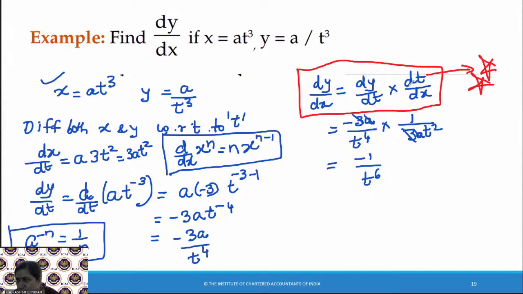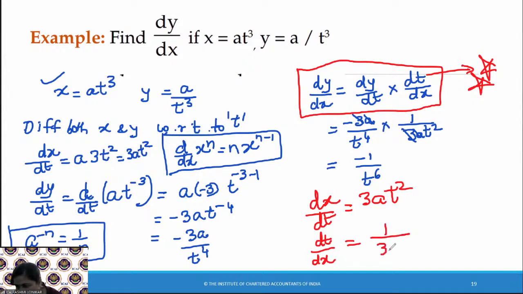Okay. कि इसको मुझे उल्टा करना है. I have dx by dt as 3a t square. So dt by dx will be equal to 1 upon 3a t square. Okay. That is what I have used here. So this portion is 1 upon 3a t square. So I'll just substitute it like this. Okay. Understood parametric equations?